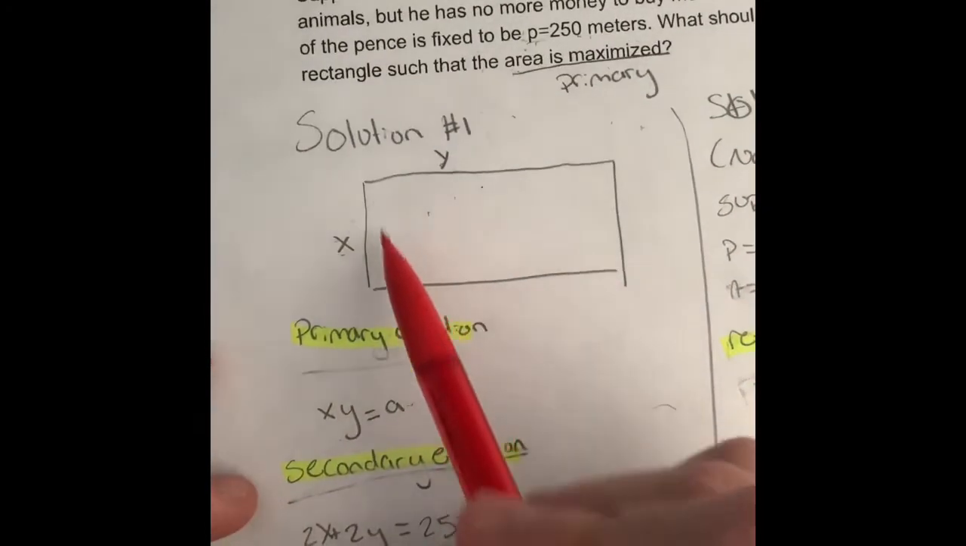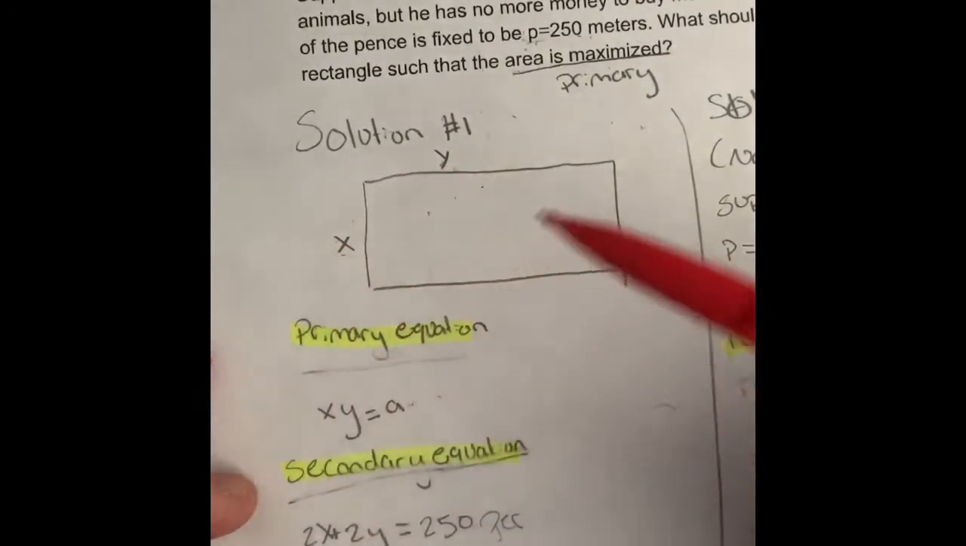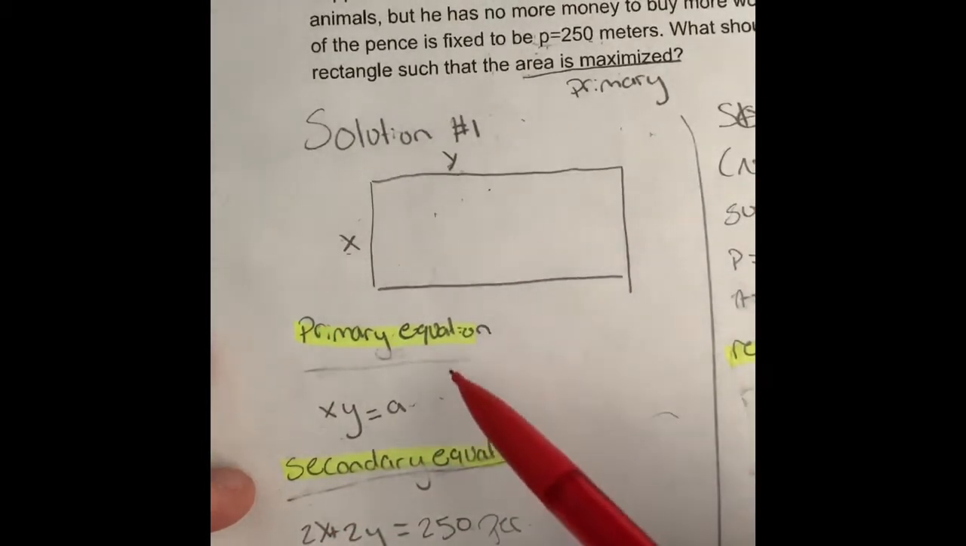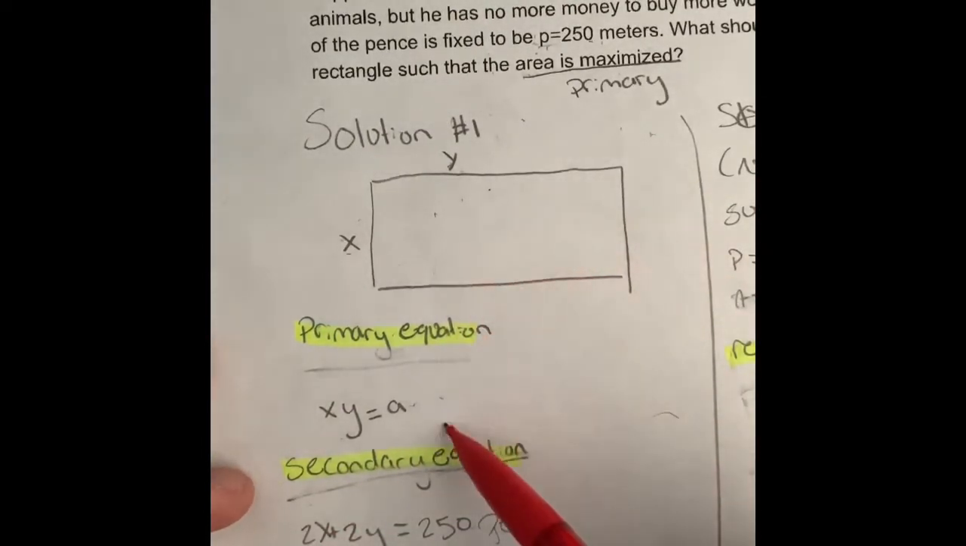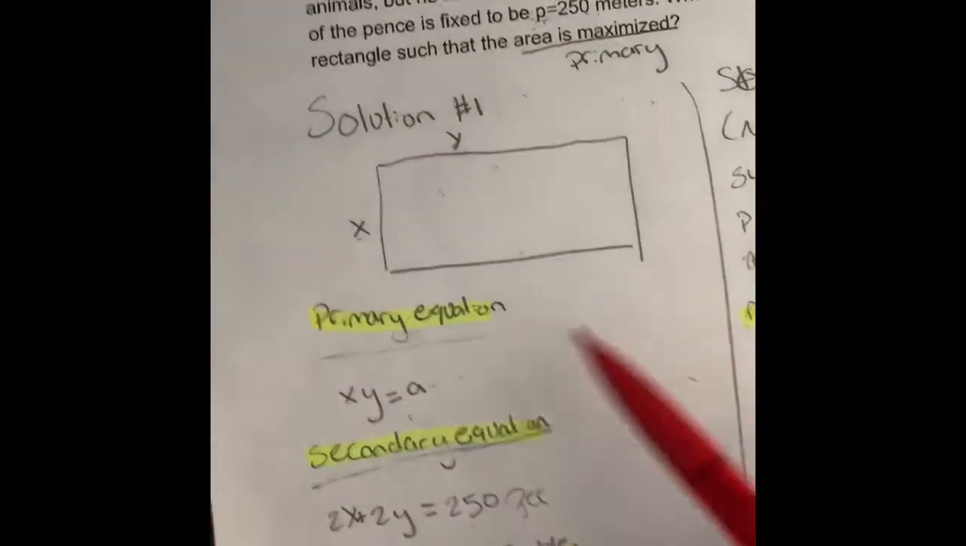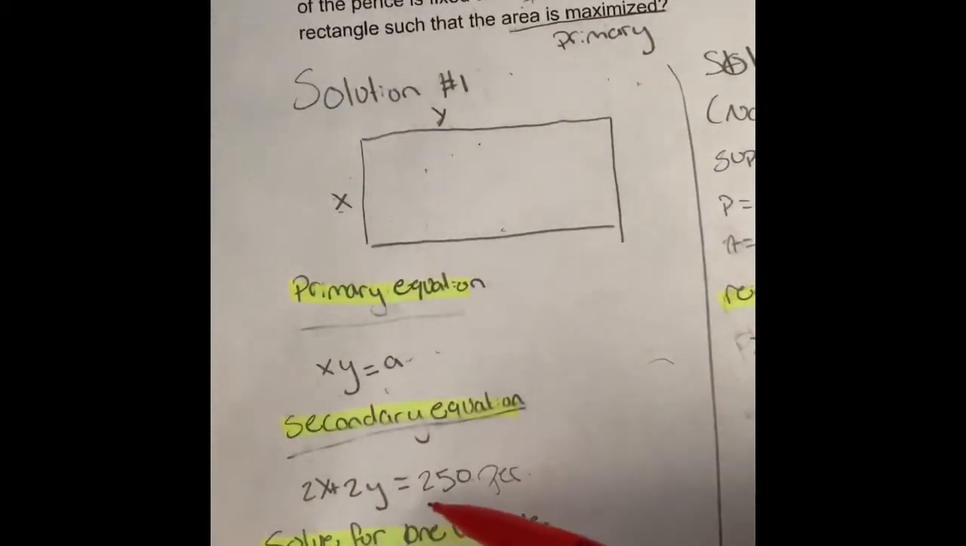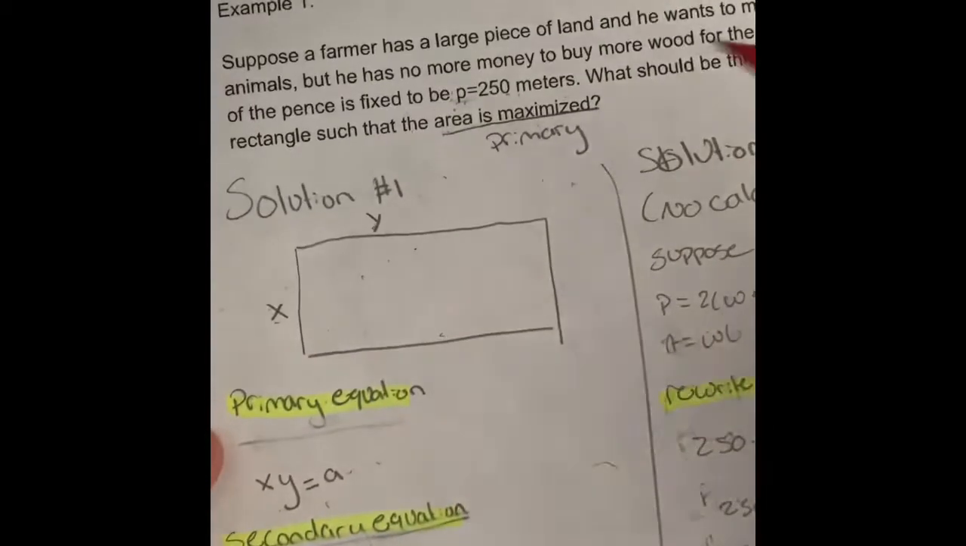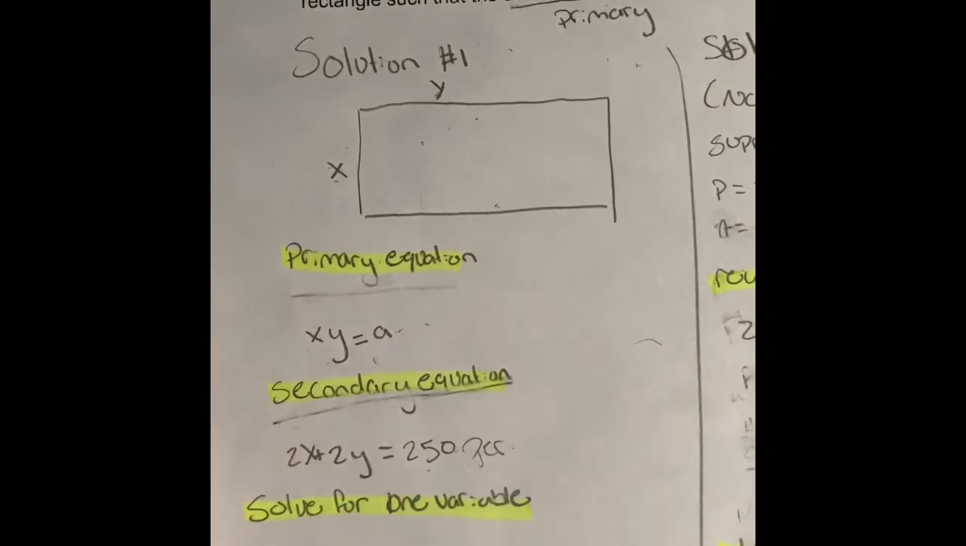So first I drew a rectangle, labeled as y and x. I figured out my primary equation, so it would just be the area of this rectangle, so x times y equals A. Our secondary equation would just be the perimeter, so 2x plus 2y equals P. I just substituted P with 250 because it gives us P equals 250 up here.